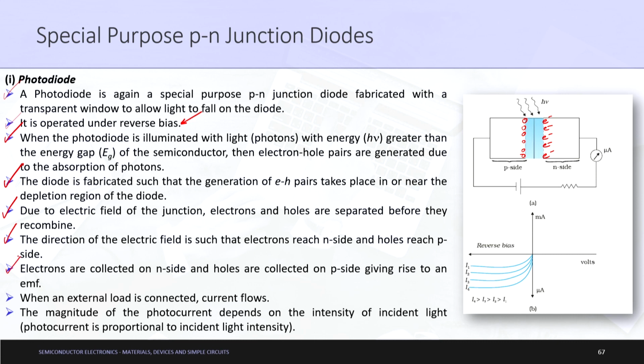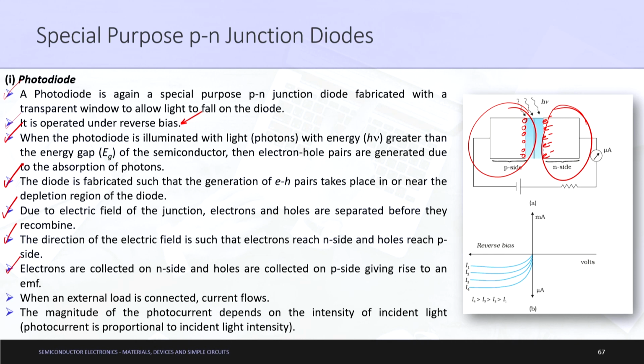Okay. Next, electrons are collected on the N side, quite evident. As you can see, electrons are collected on the N side and holes are collected on the P side, giving rise to an EMF. If there is some amount of charge present here and another amount of charge present here, which are not able to recombine with each other, then a concentration difference would lead to an EMF being produced.